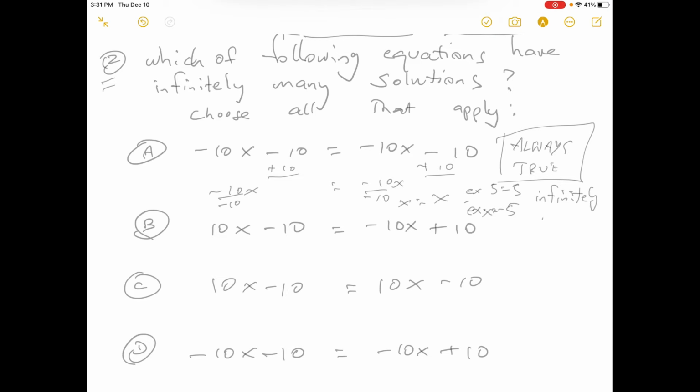And what does that mean with regard to the question? Well, the question asks which of the following equations have infinitely many solutions. We would definitely say that this one does. This is definitely one of them, but we can keep going.